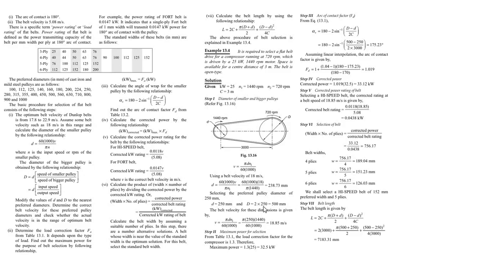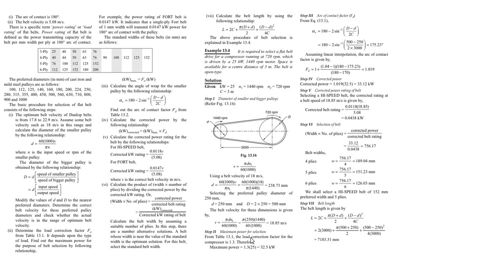So the bigger diameter will be 2 into 250, where 2 is the ratio of these two, 1440 upon 720, which gives a value of 2. That is, the speed of the smaller pulley is 2 times that of the bigger pulley. D is equal to 2 into 250, which gives us a value of 500 mm. So we are using a 250 mm smaller pulley and a 500 mm bigger pulley. Then we are going to calculate the belt velocity, which is equal to 18.85 meter per second.